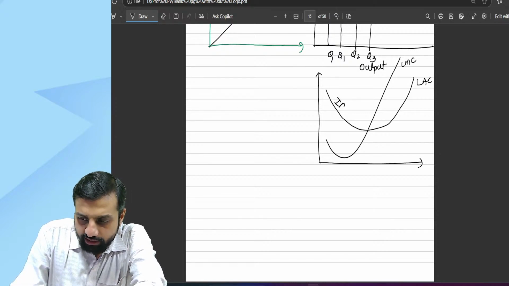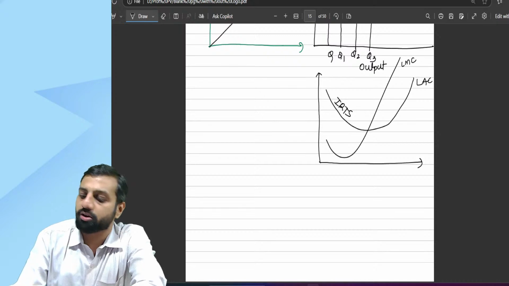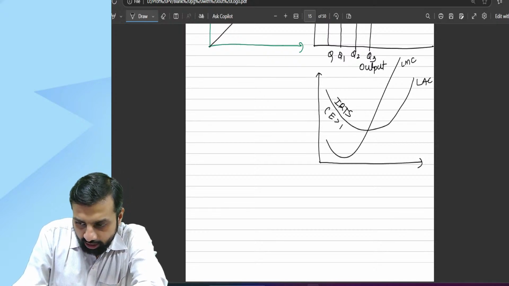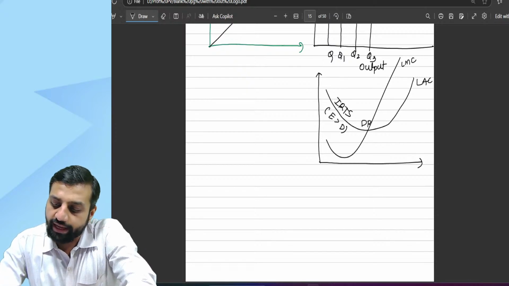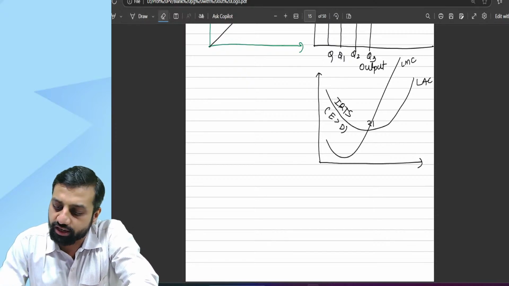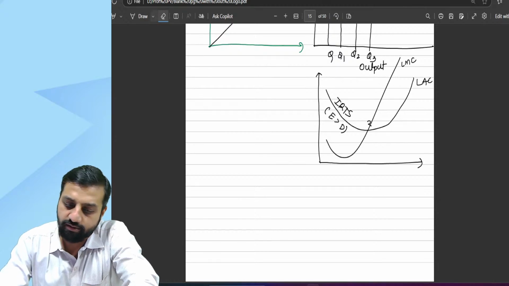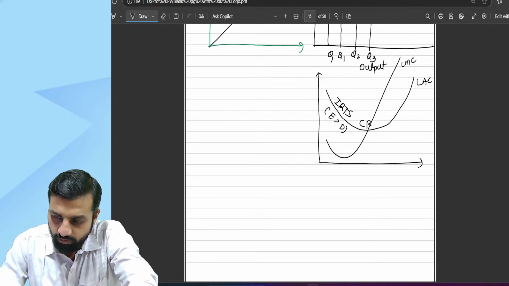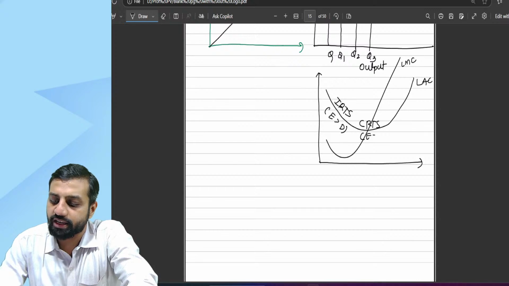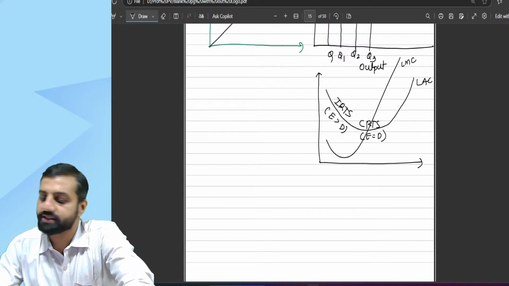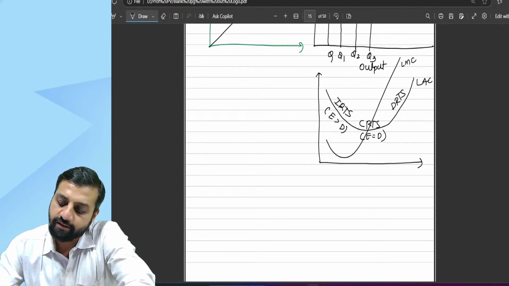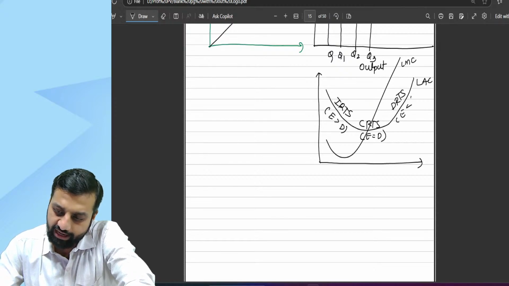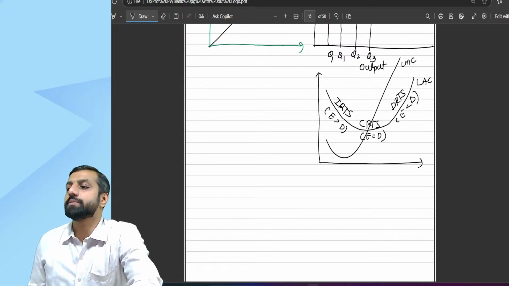LAC curve falls. There is a negative slope of LAC because of IRTS, where economies are greater than diseconomies. Then there will be constant returns to scale, CRTS, where economies are equal to diseconomies. And then there will be DRTS where economies are less than diseconomies.